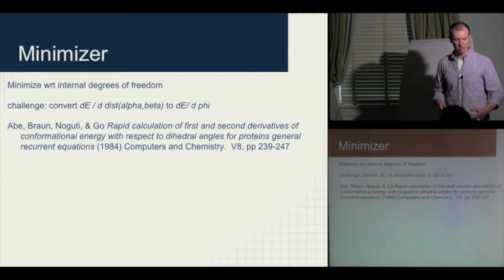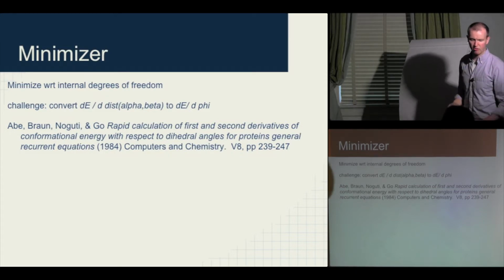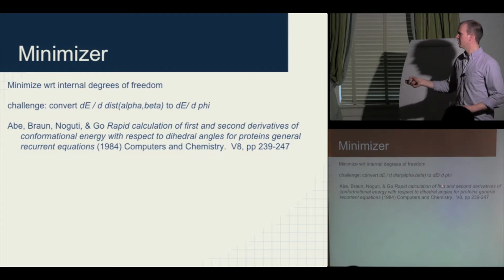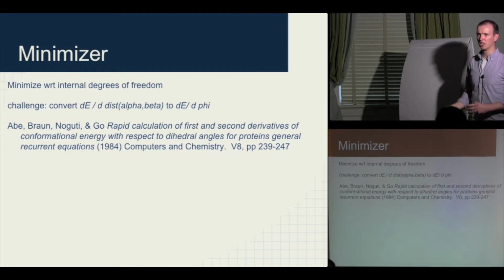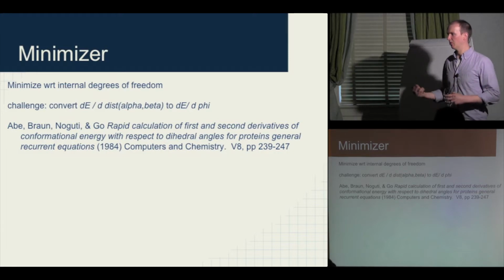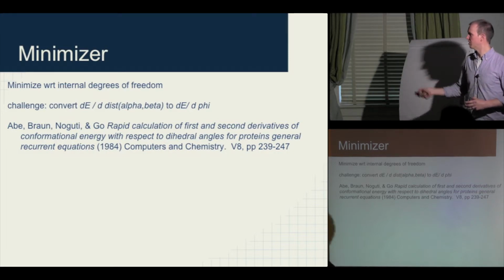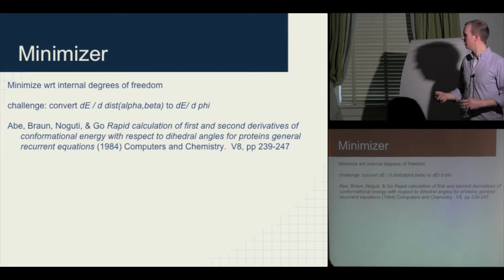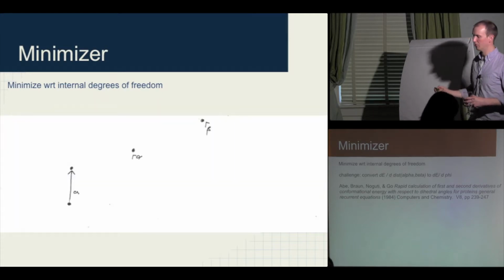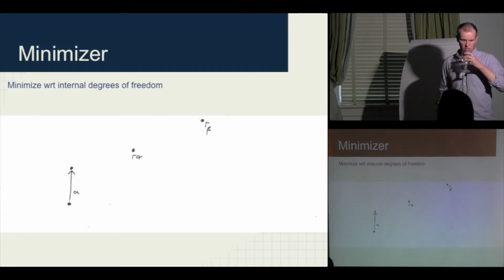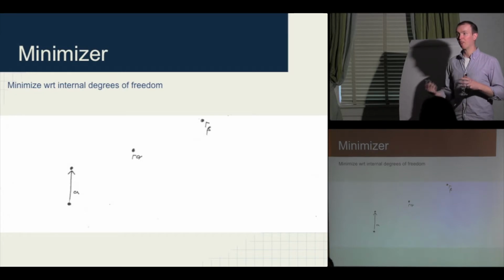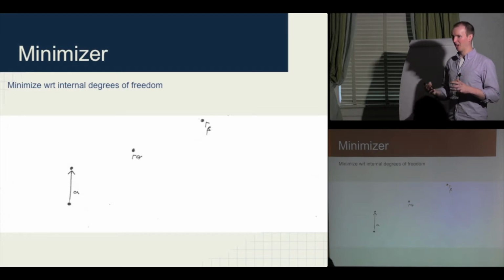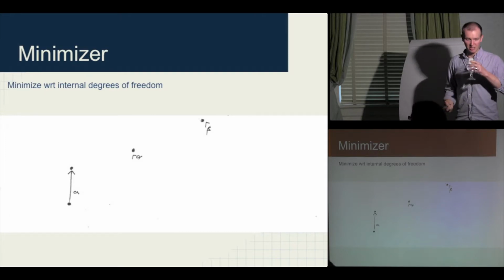So I'll go through the math that's in this paper, or the math of the first half of it. They cover the rapid calculation of first and second derivatives, and we don't use the second derivatives in Rosetta. We just do first derivatives, and then we get our Hessian numerically. Okay, so this is the picture that's referred to in this paper, but is never drawn.